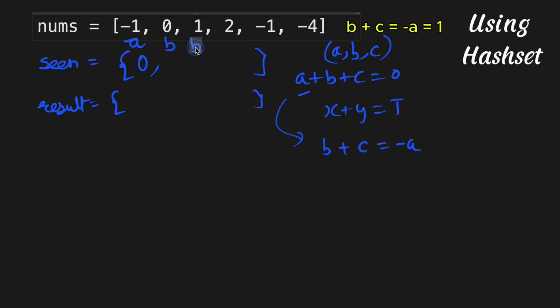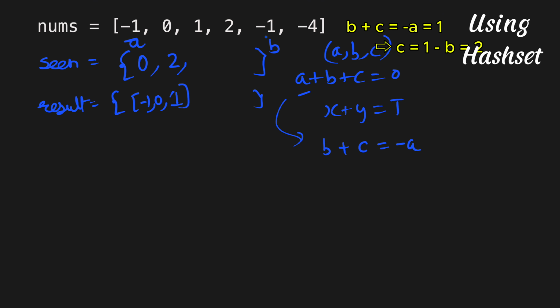Now we move B forward. So now we have to find C with value equal to 1 minus B equal to 0. And that is actually present in the hash set. So one of the triplets for us will be -1, 0 and 1. And again we move the B pointer forward. So now B is equal to 2. So we have to find the number C such that its value is equal to 1 minus B equal to -1, and there is no such element in the hash set. So we will add B to the hash set and move it forward.